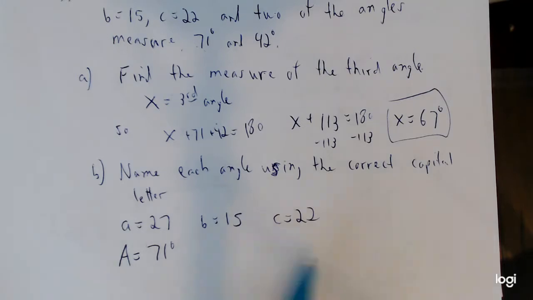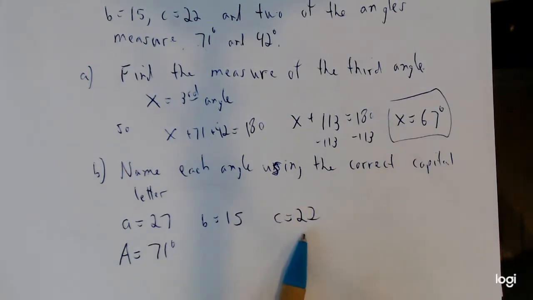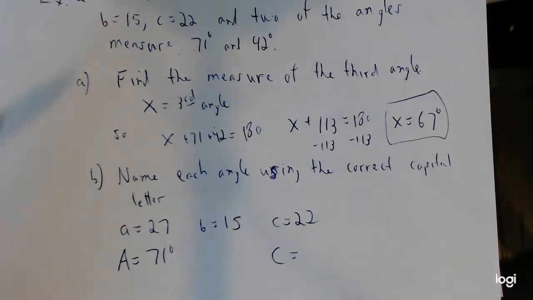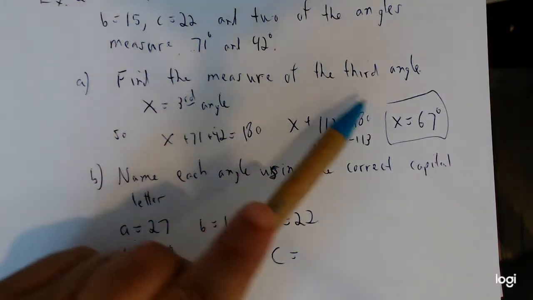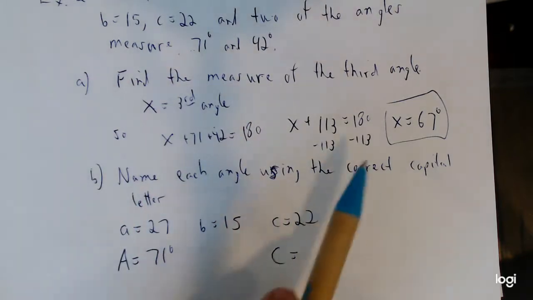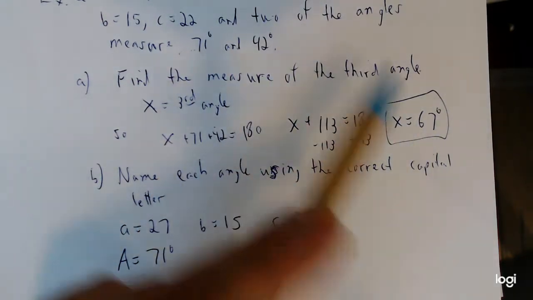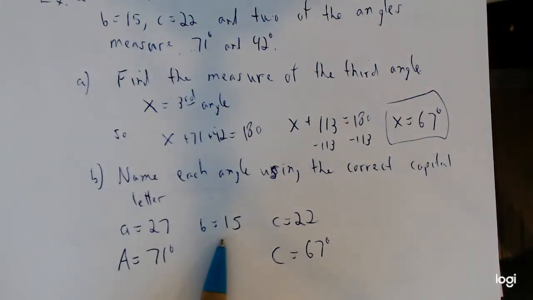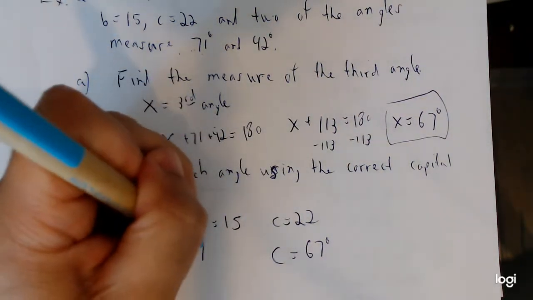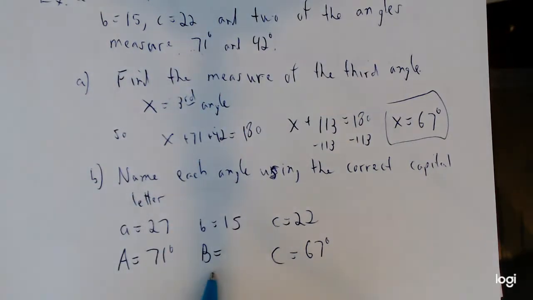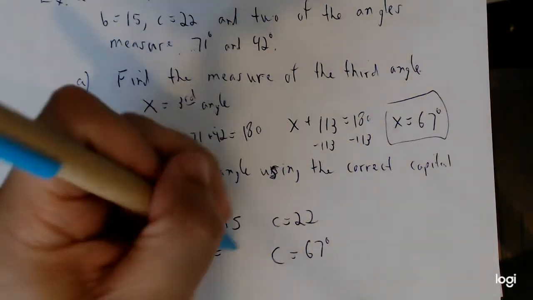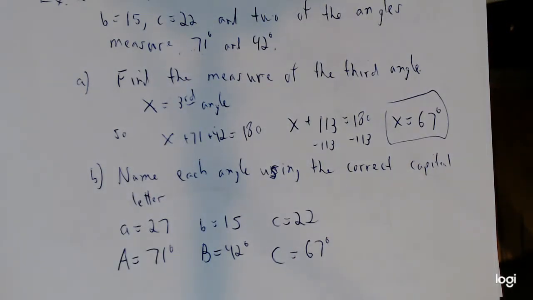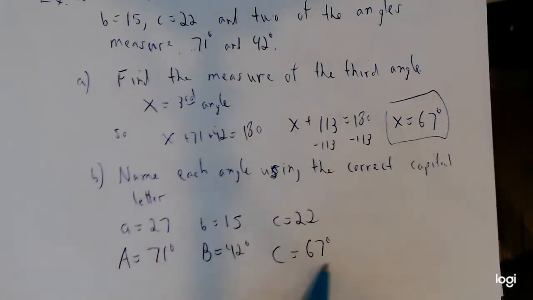What's my second largest side, which would be 22, which means angle C should be my second largest angle, which is what we found to be 67, right? Because the three angles are what? 71, 42, and 67. Okay, and since B is the shortest side, the angle opposite the shortest side will be the smallest angle, which is 42 degrees. And there you have it. We're able to identify the angles appropriately.